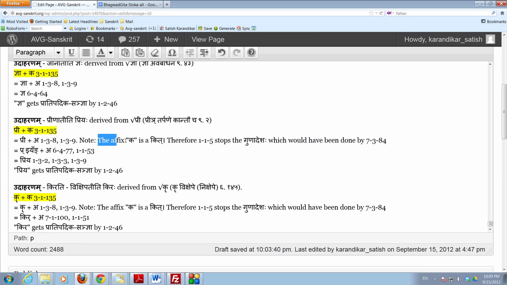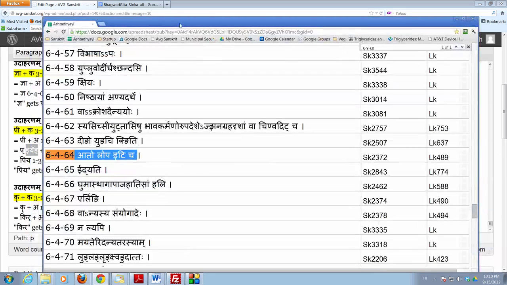And this ka is a kit, so therefore kinit teacher stops the gunadesha, which would have been done by sarvadhataka ardhatakayoho. And now this ikara of pri doesn't take gunadesha because kinit teacher stops gunadesha, so 115 stops gunadesha. But since this is the ikara of a dhatu, which will not undergo yan sandhi, instead we will get the iyangadesha, achishtadhatu bhruvam.